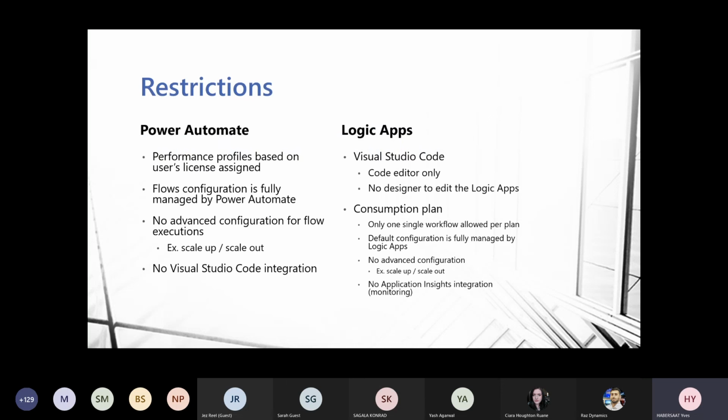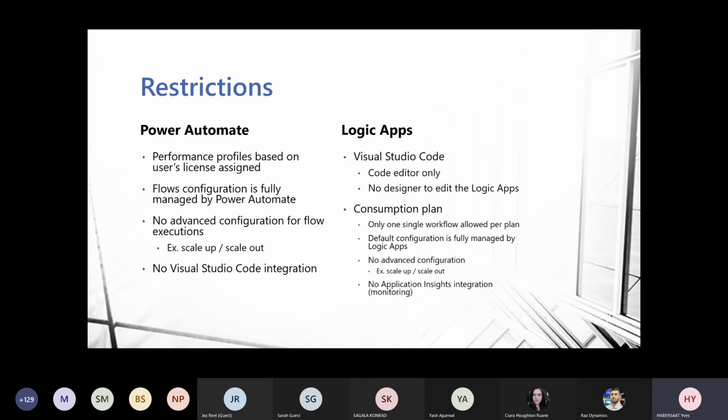But restrictions, as I said before, Power Automate has performance profiles. So based on your user license, you will have more or less performance. So basically, if you have, for example, the per flow plan in Power Automate, you will get the highest performance profile. In Power Automate, the flow configuration is fully managed by Power Automate. So for example, you have no advanced configuration. For example, you can't manage scale up, scale out, but in Logic App, you can.